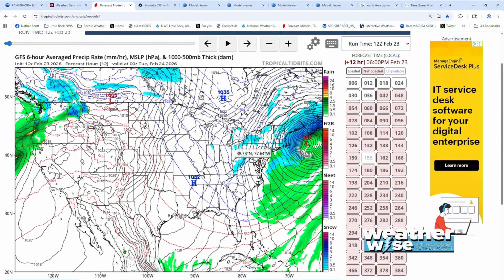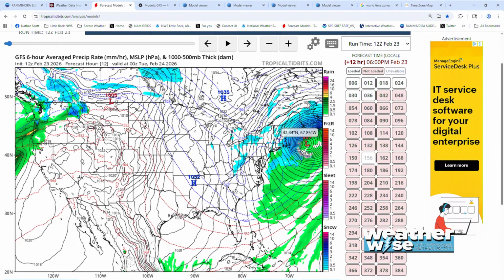And where these lines are really close together, that's where you have a tight pressure gradient, which leads to strong winds. So we're having really high winds with that blizzard, and the snow's blowing all over the place. It's coming in 40 to 50 miles per hour, and that snow's causing a lot of drifts.